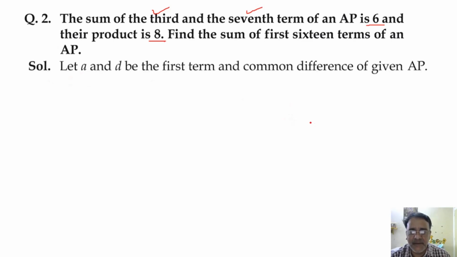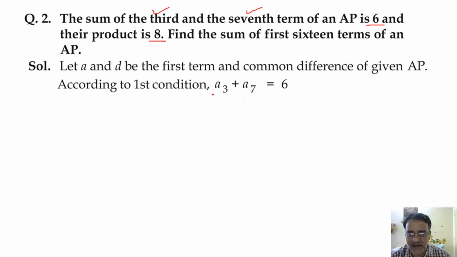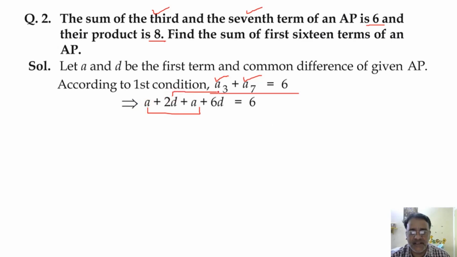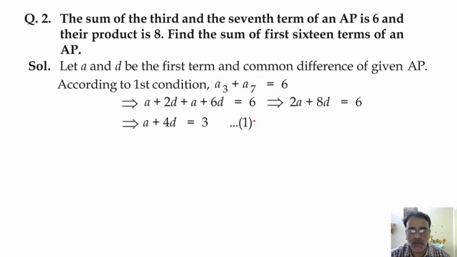Let A and D be the first term and the common difference. According to the first condition, A3 plus A7 is equal to 6. So A plus 2D plus A plus 6D is equal to 6. Now A plus A becomes 2A and 2D plus 6D becomes 8D, equal to 6. Divide everything by 2. A plus 4D is equal to 3. Let it be equation number 1.